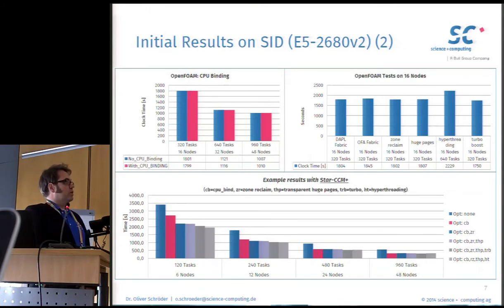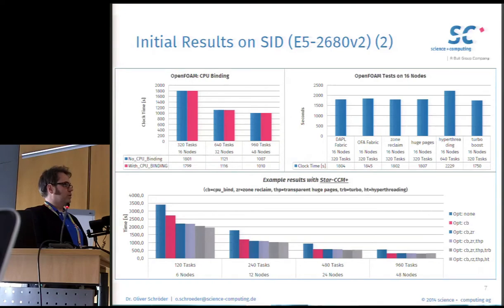The next thing we looked at is using different InfiniBand fabrics. So we used DAPL or OFA with the MPI. We looked at zone reclaim, we looked at transparent huge pages. We switched on hyperthreading, then we doubled the number of tasks. And we looked at the turbo boost, and you see nothing really interesting happens here except for the hyperthreading, which is a disaster. And if you compare this to our results with StarCCM, then this looks really different.